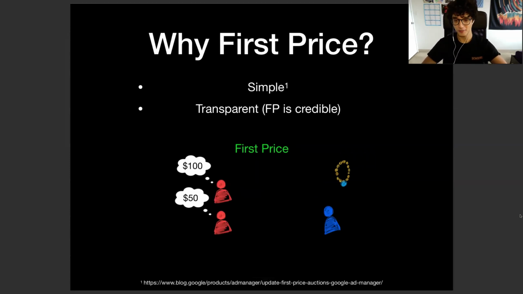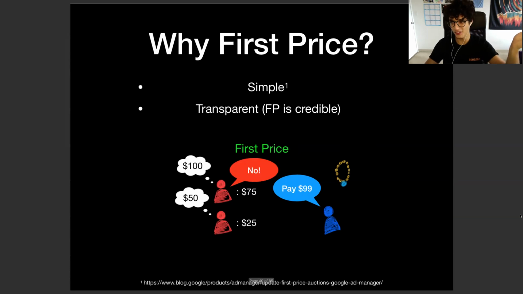Whereas in the first price auction, if we submit bids, say $75, and this guy tells me to pay $99, I'll say no. There's no way you're going to trick me into paying you more than I owe you. In a first price auction, there's no room for the auctioneer to deceive the bidders in a profitable way. This is what we call credible.